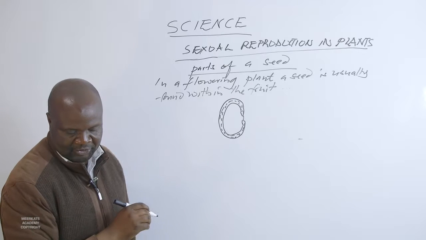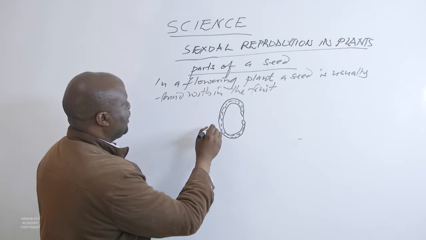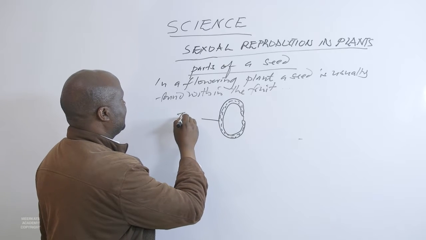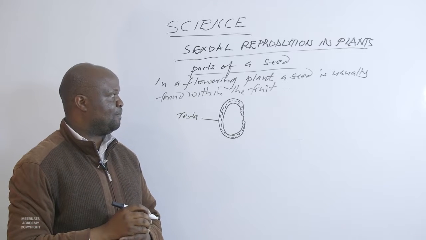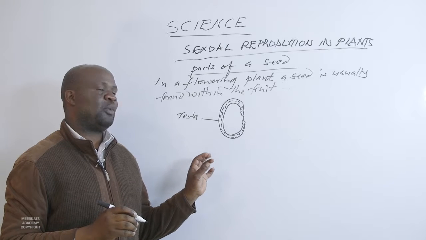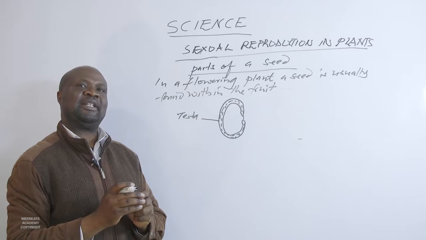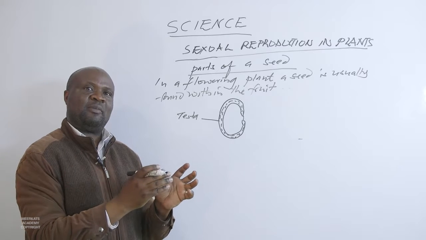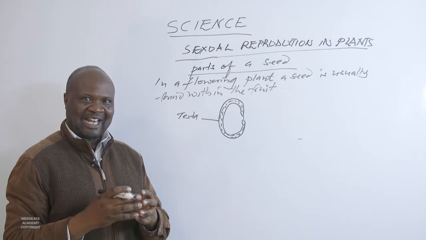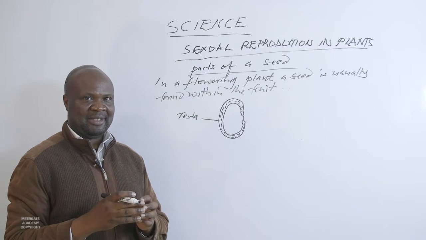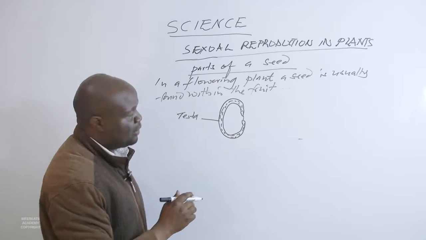We can have such a structure whereby we say outside here, that is the testa, being the outer covering of a seed. And we can use this example. We can assume this is a bean seed, because a bean seed is a dicot seed. Then maybe when you go to monocot, we can have an example of a maize seed. A maize seed is a monocot.